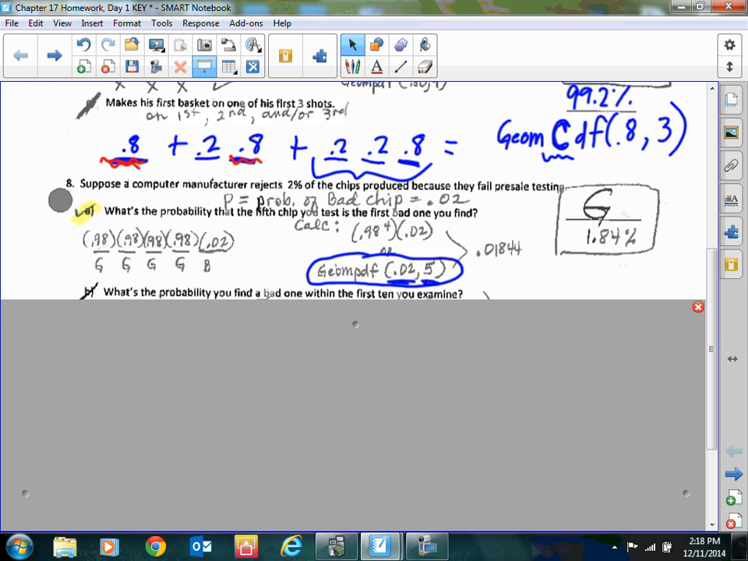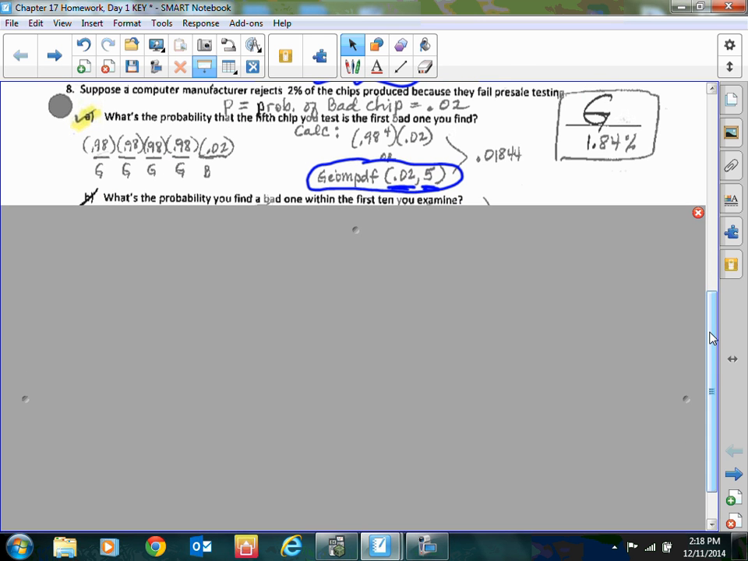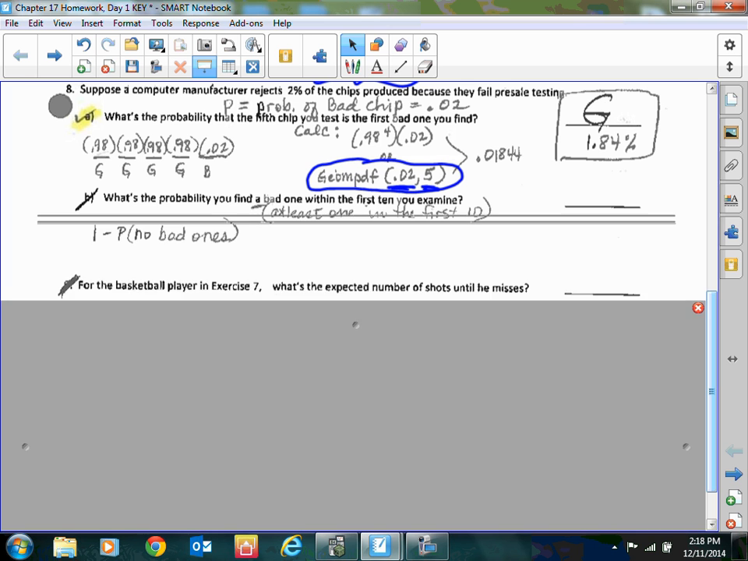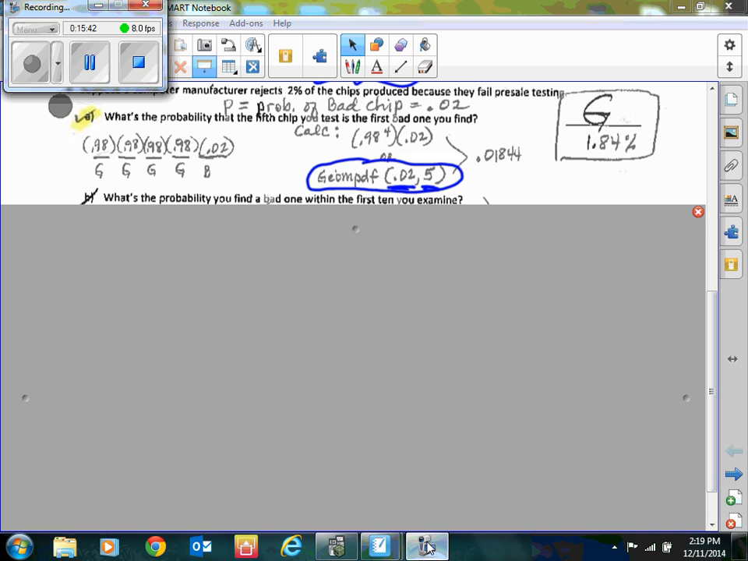All right, let's see. You did not do this second one. Let's see if we can do that now. What's the probability you find a bad one within the first 10 that you examine? Okay, so there are actually 2 different ways to do this. And so I'm going to let you think about that for a second and see what you come up with. And then we'll see how that... How did you decide to do this one?